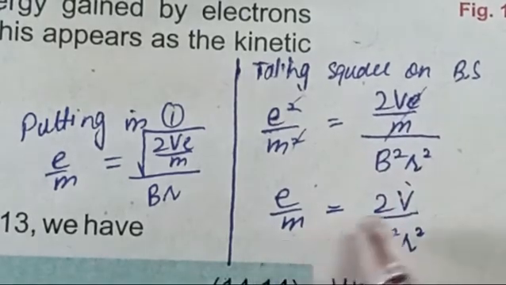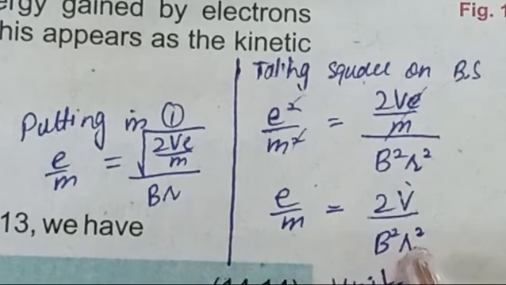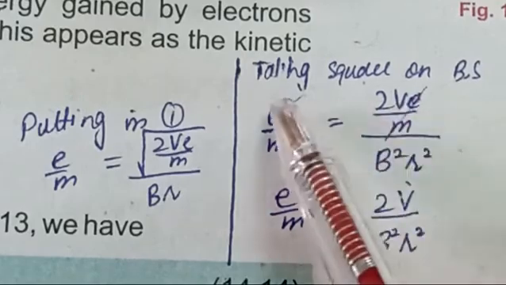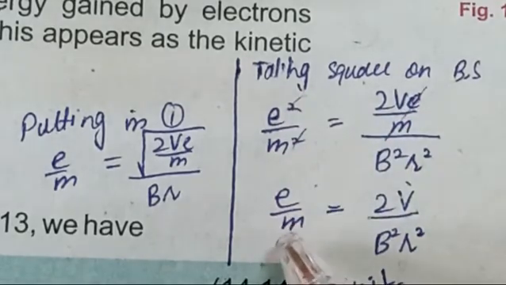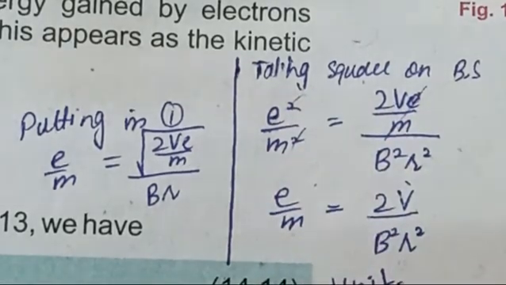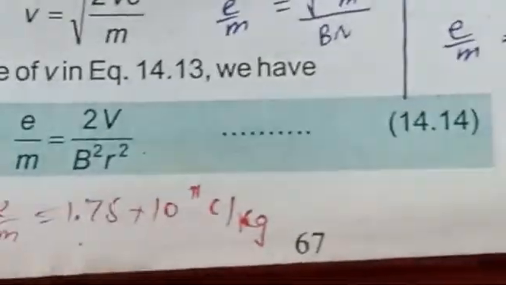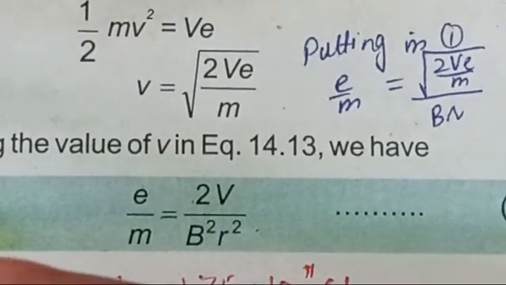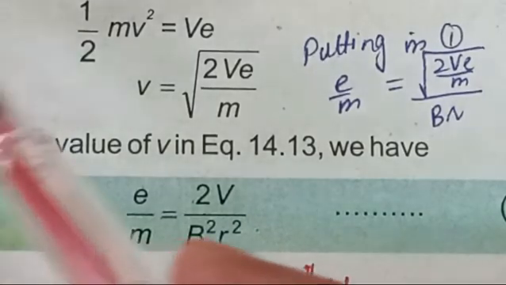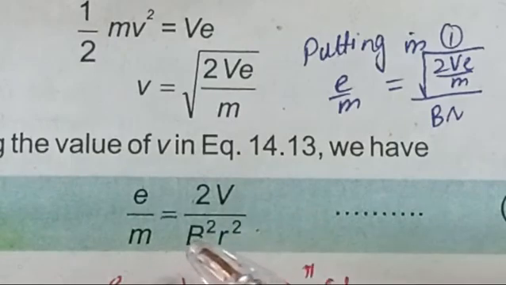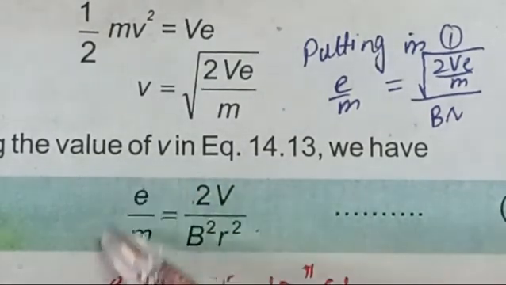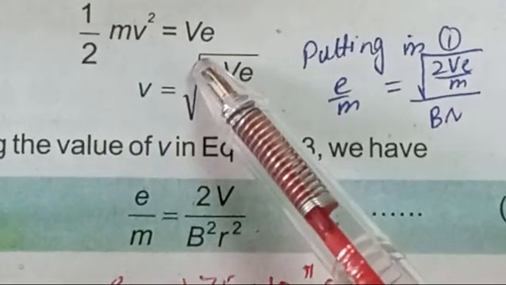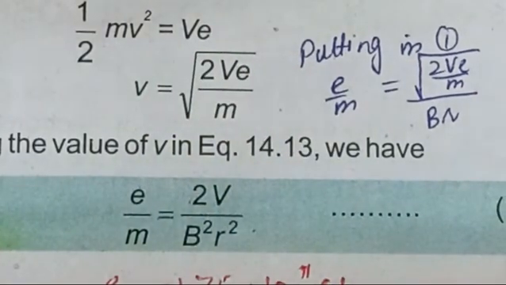So e over m is equal to 2V over B square R square, as this m is cancelled out with the other m and one e is cancelled out with this e. So e over m is equal to 2V over B square R square. This is our final calculated value of the charge to mass ratio e over m. Now by putting the values of V, B and R, we can calculate the value of e over m. Always remember the difference between small v and capital V. This is also an important long question.